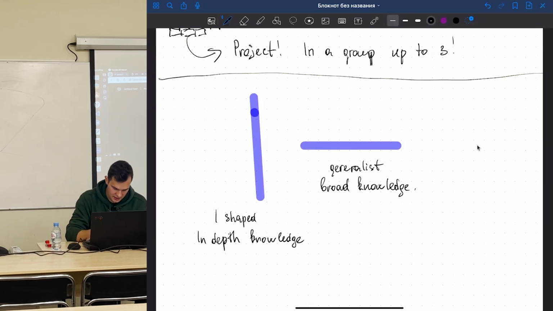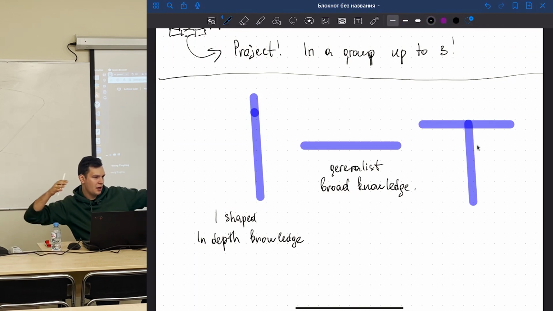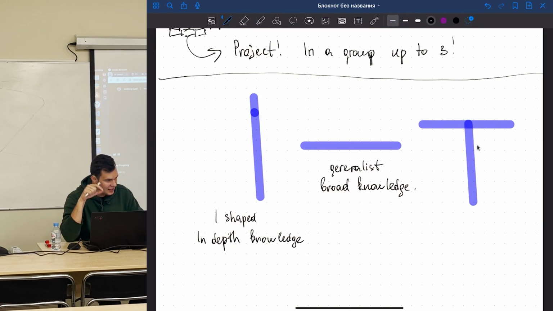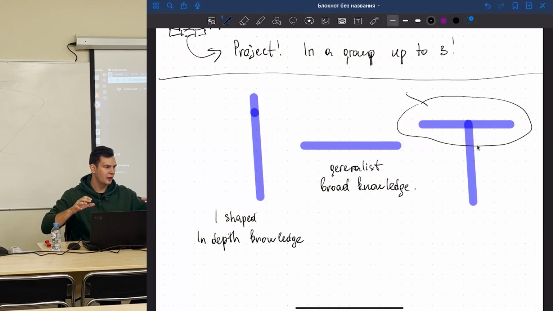And there is an extra structure which is called T-shape. It's the one that has both: broad knowledge and in-depth knowledge in something specific. So our course is about this. Here, the horizontal line is the lecture material.